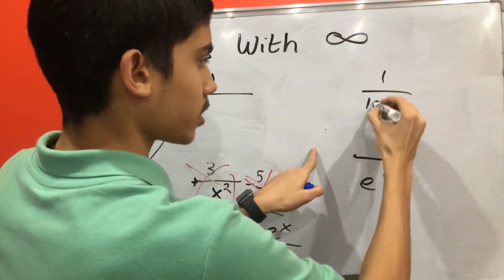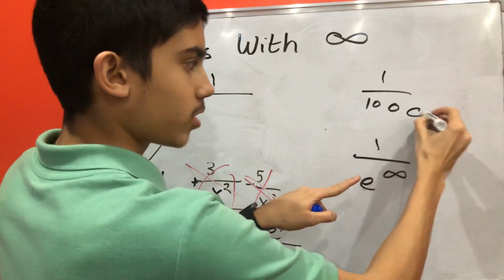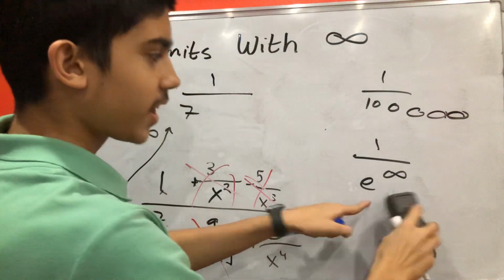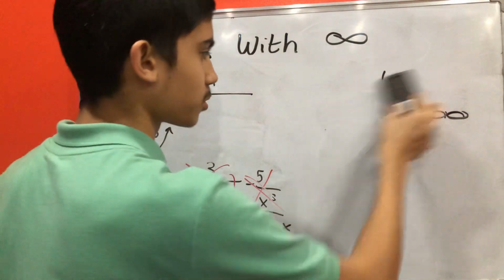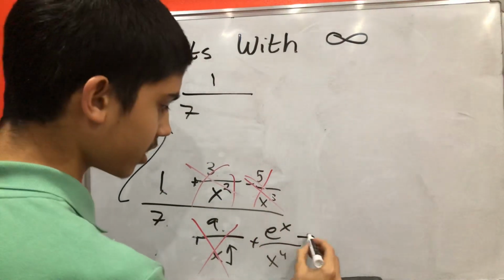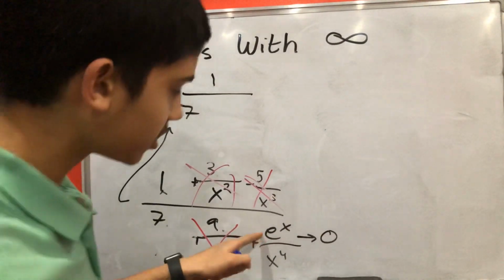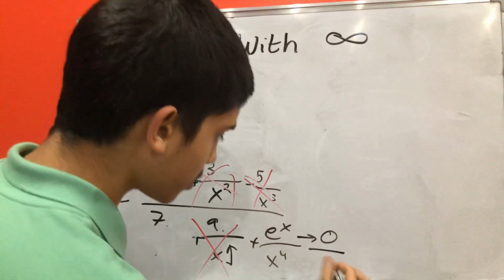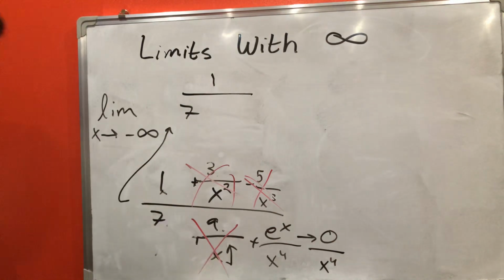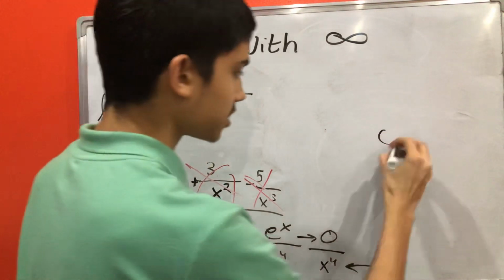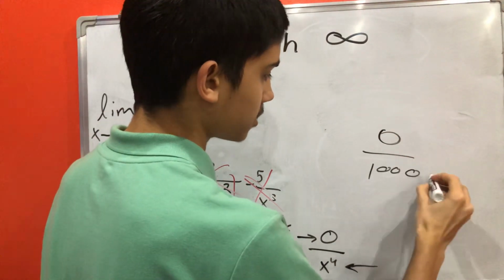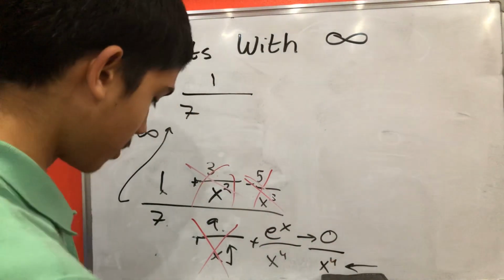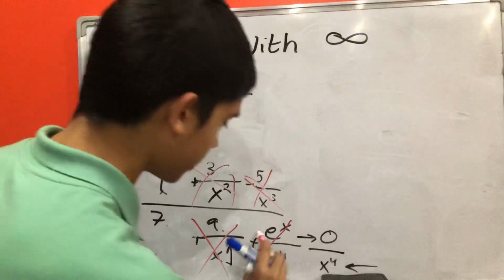So you've got 1 over 10. That's small, that's even smaller, that's even smaller, even smaller. So this is getting so big that the overall fraction is getting so small. So essentially e to the x is 0, right? We've just shown that e to the x is 0. What about 0 over x to the 4th? Well, this is getting infinitely big, right? So it's just 0 over 100, 1,000, million, quadrillion, gazillion, right? It's basically just 0.